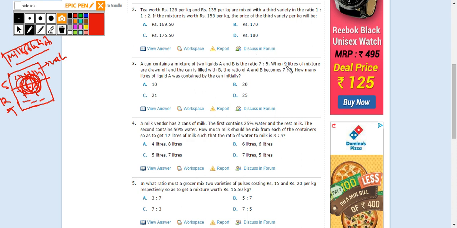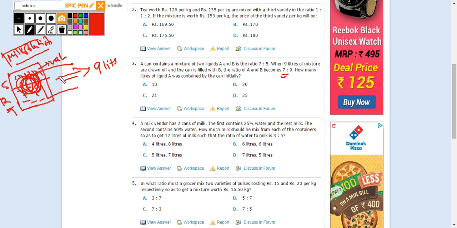Okay, now what is this saying? When 9 liters of mixture are drawn off and the can is filled with B, the ratio of A and B becomes 7:9. Okay, so initially what do we have? We have this milk solution. It has milk and water, and I am taking out 9 liters out of this.